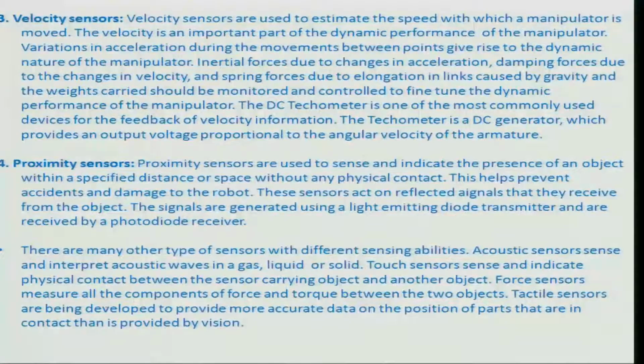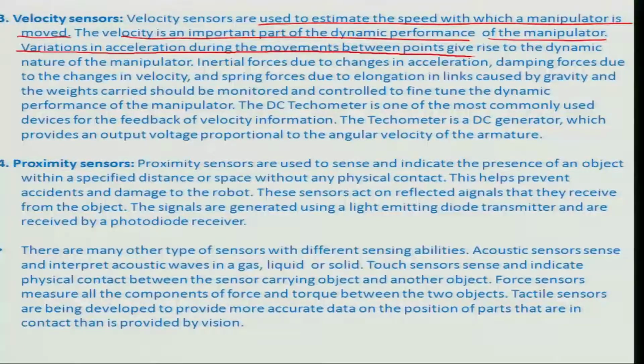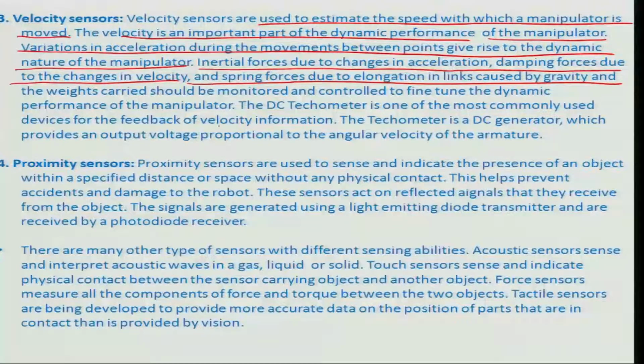Then there are velocity sensors which are used to estimate the speed with which a manipulator will be moved. The velocity is an important part of the dynamic performance of the manipulator. Variations in acceleration during the movements between points give rise to the dynamic nature of the manipulation. Inertial forces due to changes in acceleration, damping forces due to change in velocity, and spring forces due to elongation in links caused by gravity, and the weights carried should be monitored and controlled to fine tune the dynamic performance of the manipulator, for which continuous monitoring of velocity, particularly of the end effector or the other linkages which are associated with the robot kinematically, would need to be sensed.